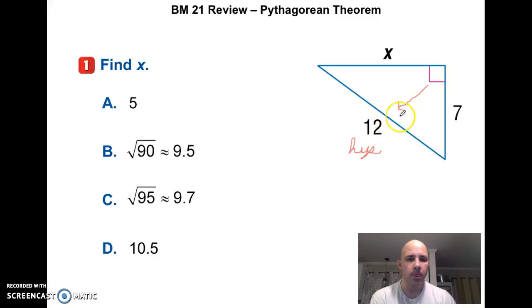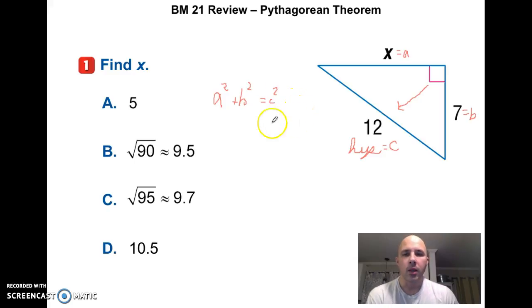And then in this case, the hypotenuse is going to be your C value, and this is going to be your A or B value. Doesn't matter, just make sure you pick one or the other. And this is going to be your B value, and then don't forget to set up your Pythagorean theorem: A squared plus B squared equals C squared. I'm going to give you guys a little bit of time to go over this, and then you're going to either pick A, B, C, or D.